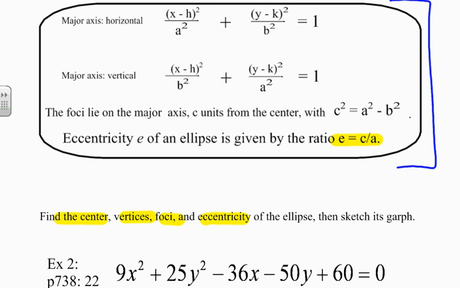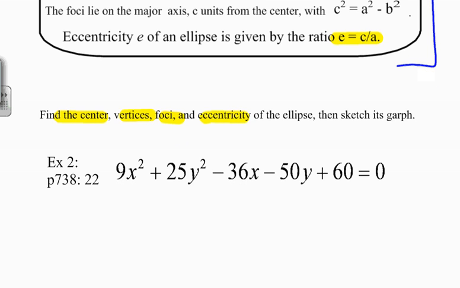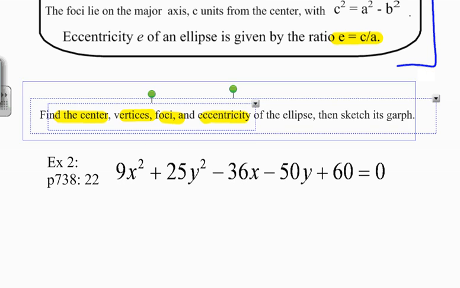We have the basic standard equation, and then we have c squared equals a squared minus b squared, which is one of the major equations that will help us find the foci. Eccentricity, once again, is e equals the ratio of c over a, the foci length over the center to the vertices length, and that tells how much or how oval shaped the graph will be. So without further ado, let's find this equation.